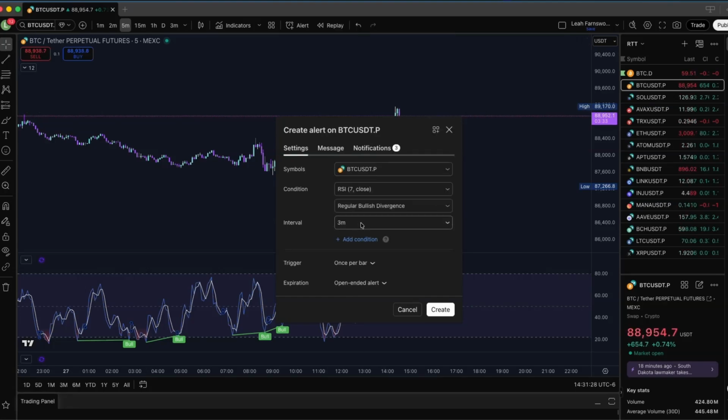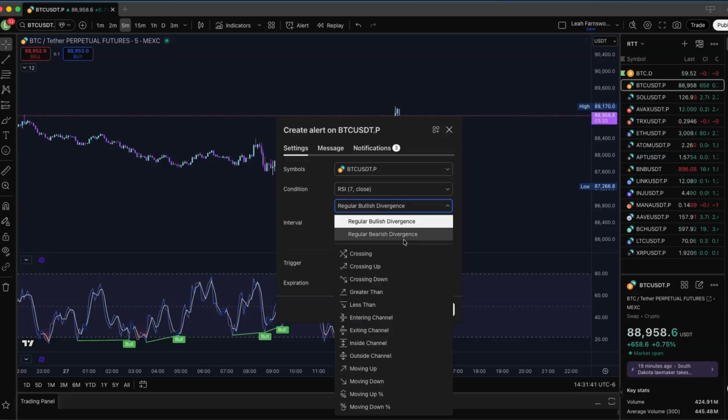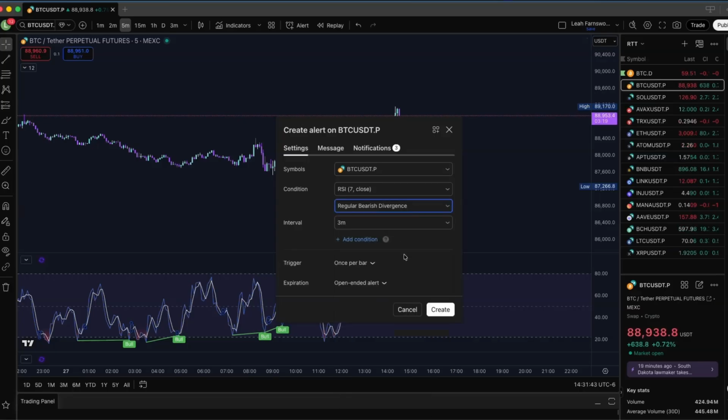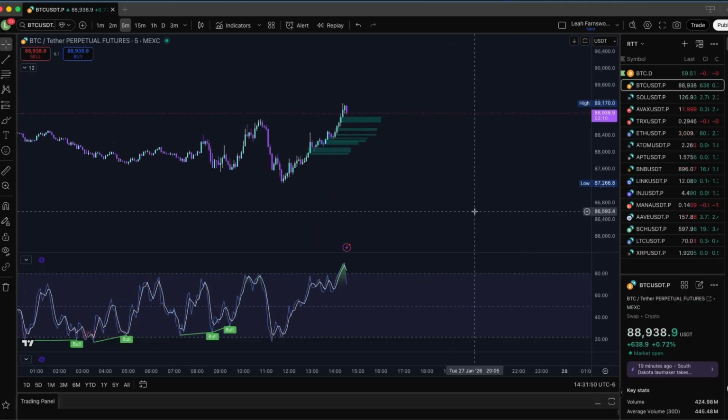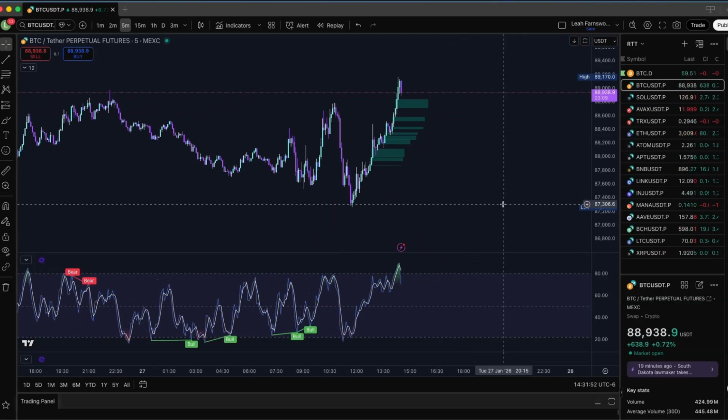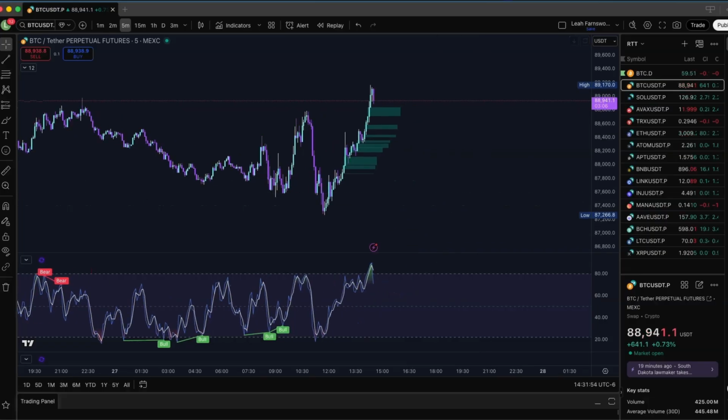I'm on the 5-minute right now, but 3-minute regular bullish divergence, create once per hour open-ended alert. Depending on your TradingView plan, you might have something else here, but you can hit create and it'll create that alert. Same with a bearish divergence, because we can take shorts throughout the day too. So we can have 3-minute and we'll get alerted when these signals pop up. We'll see if we get a signal anytime during this video, but if not, that's okay too.